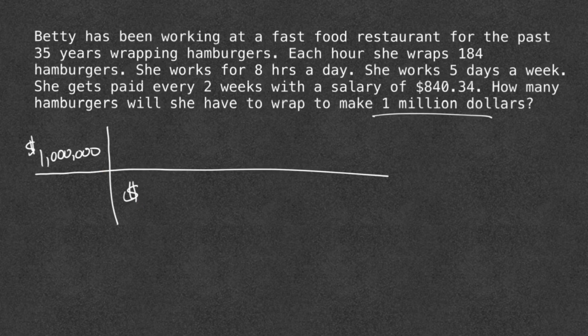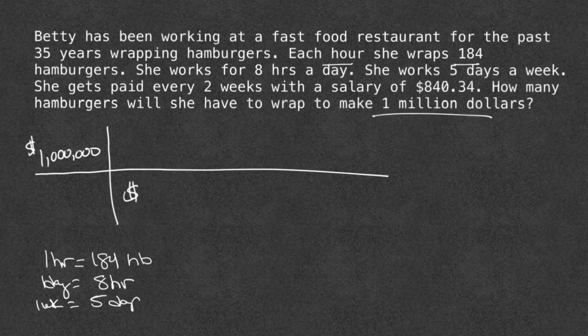Okay, so now we know we're going to have to start adding conversion factors. Let's look back in this problem because this problem gave us a lot of conversion factors. So let's look at some numbers. We see that she wraps 184 burgers in an hour. So we could say 1 hour equals 184 hamburgers. I'm going to say HB for hamburgers. Okay, she works 8 hours a day. So 1 day equals 8 hours. Let's see what else. She works 5 days a week. 1 week, 5 days. And she gets paid every 2 weeks.